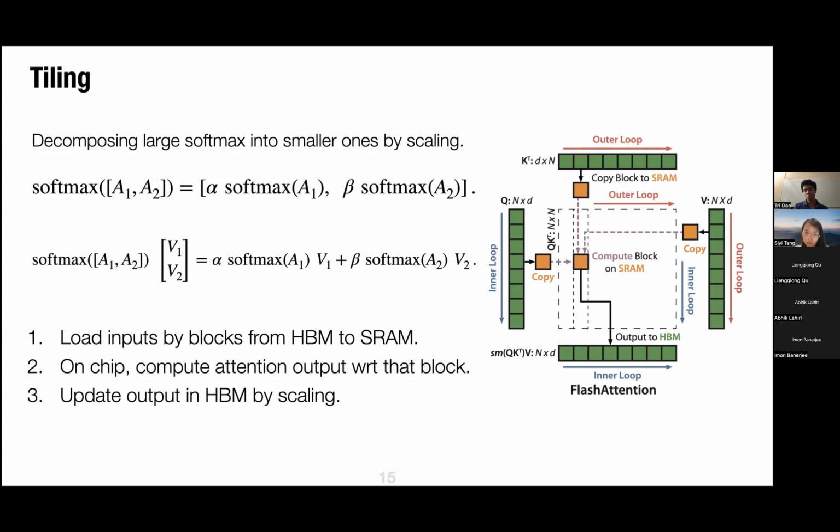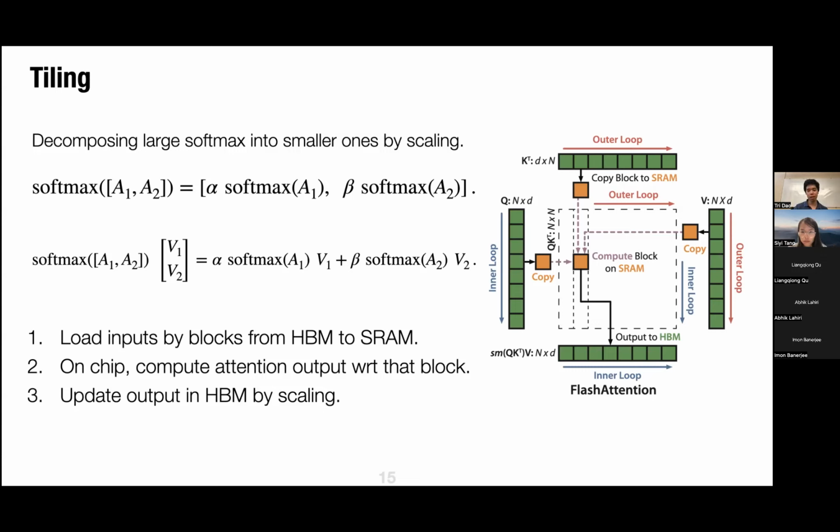And with that, you get memory saving and you get speedup, as I'll show you in some of the benchmarks. So tiling, that's the idea. You analytically rewrite softmax a little bit so that you can do local computation block by block. That's the main idea.